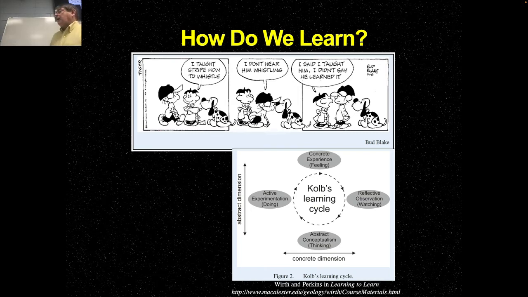In this same thing, this paper called Learning to Learn, published several years ago by Worth and Perkins, there's this learning cycle called Kolb's learning cycle. And these are the things that we actually embrace as we're learning, right? There's the concrete experience. What in chemistry is your concrete experience?